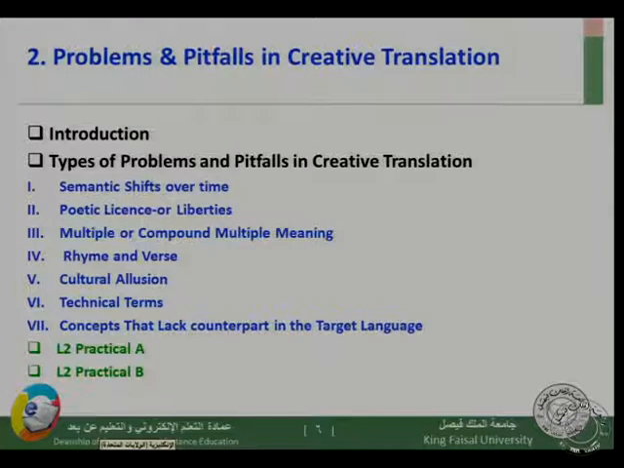Lecture 2, again, we talked about the types of problems and pitfalls in creative translation, and this would involve semantic shifts over time, poetic license or liberties. Then we talked about compound multiple meanings, rhyme and verse, cultural allusions, technical terms, and problems with concepts that lack a counterpart in the target language. And then, as usual, at the end I've given you practical A and practical B.